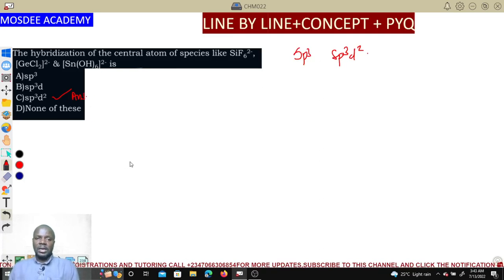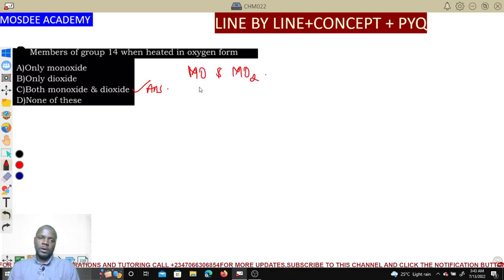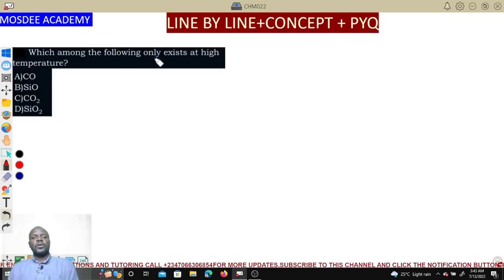The next one: members of group 14 elements, when heated with oxygen, form not only monoxide; they form both monoxide and dioxide, MO and MO2. I talked about that too. The next question is, which among the following only exists at high temperature? I talked about these two. I said SiO only exists at high temperature. So this is the answer to the question.